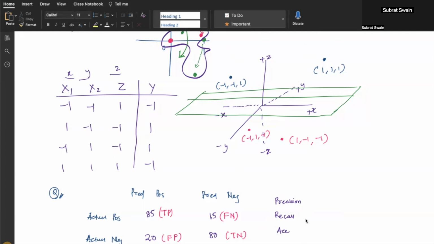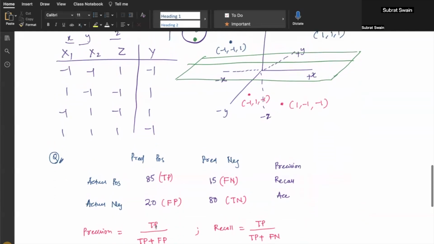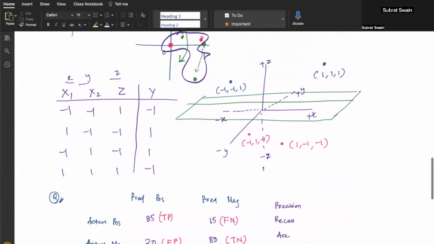So the first term is called precision. Precision is how precisely we did the prediction. To measure the preciseness of a prediction, we take the value that we predicted positive, that is true positive, among all the true positive and false positive. That is how precise our prediction is. So precision is true positive by true positive plus false positive.